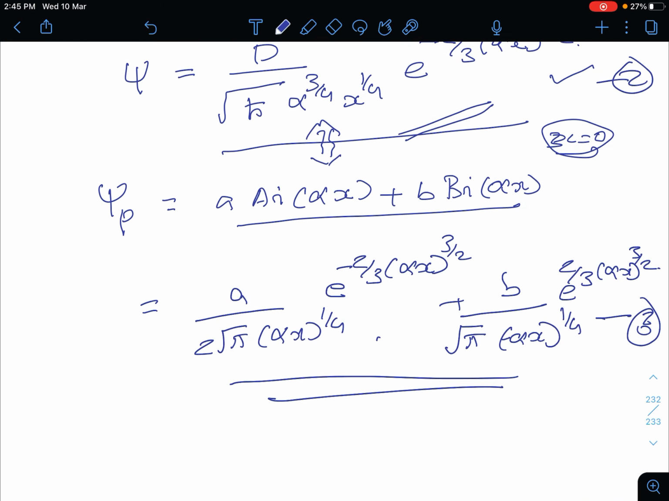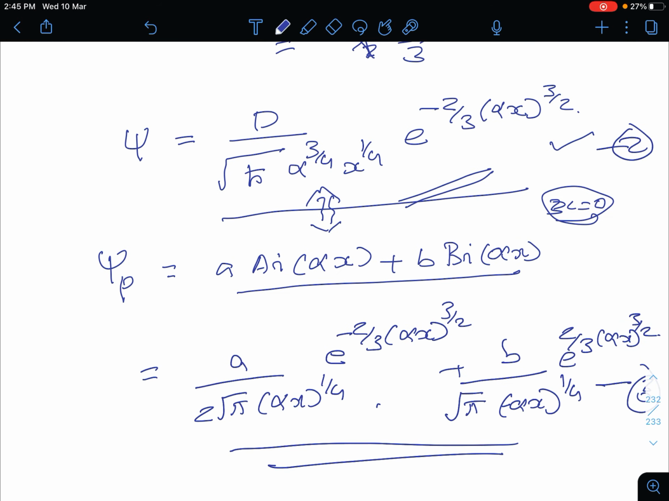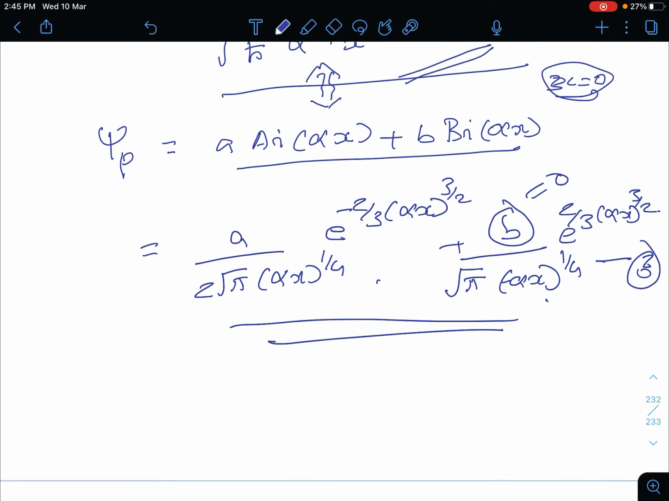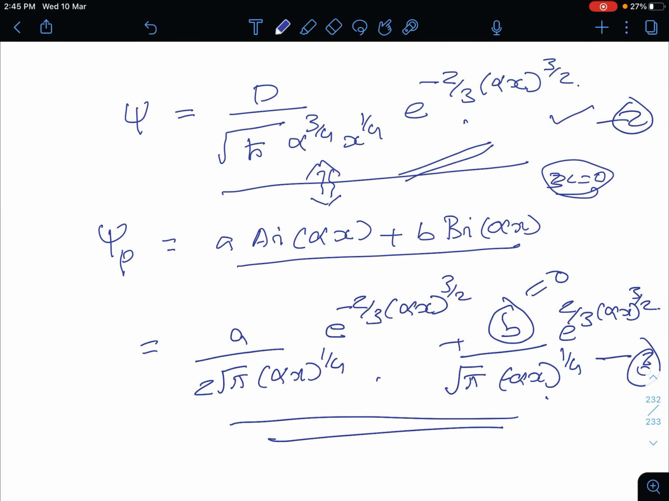These two equations should become equal. So in that case, let's compare this. You have a minus exponential, you have a plus exponential, but in equation 2 you don't have any plus exponential. So this b becomes 0, no b. Now you compare this. So the exponential terms are same. All right, the exponential terms are same.